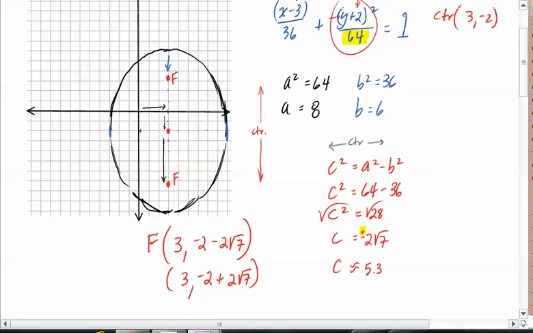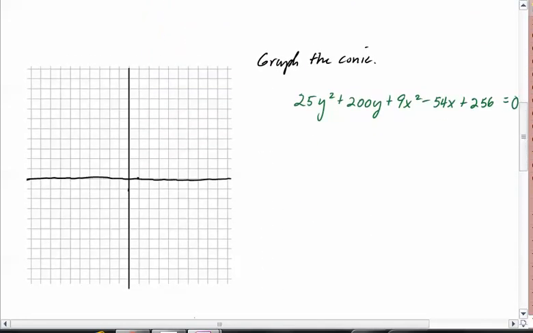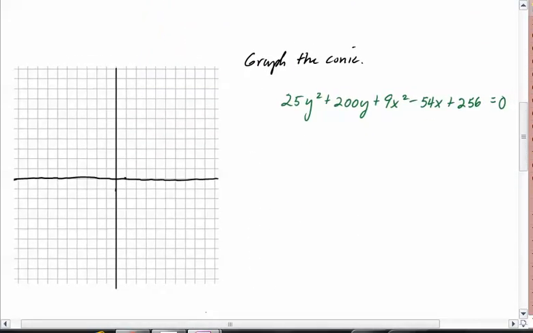So anyway, let's take a look at the next equation. It says just to graph the conic. Now, they're not telling me what kind of conic. We've looked at parabolas, we've looked at ellipses, and in this actual video I'm going to talk about circles. But let's go ahead and proceed as if all of them were mixed up and we don't know what this is going to be.